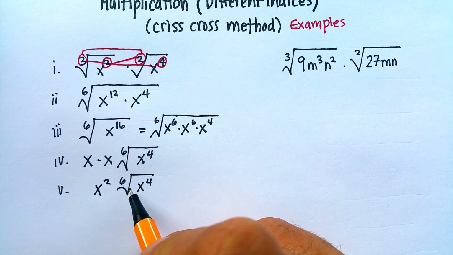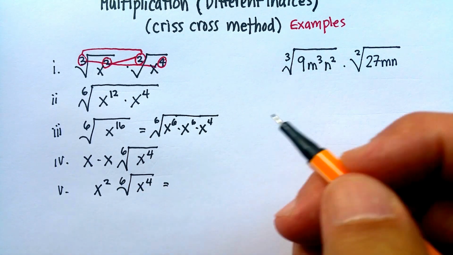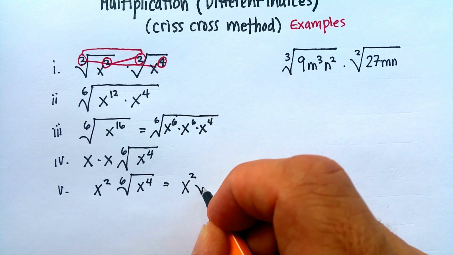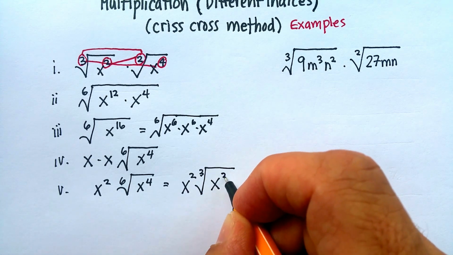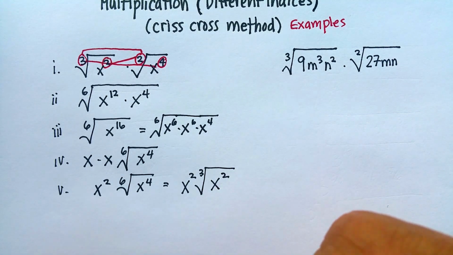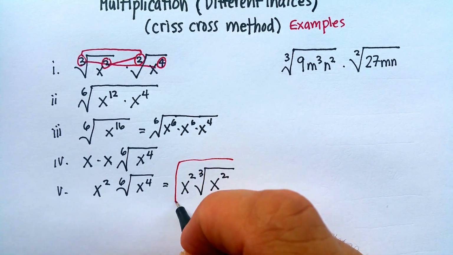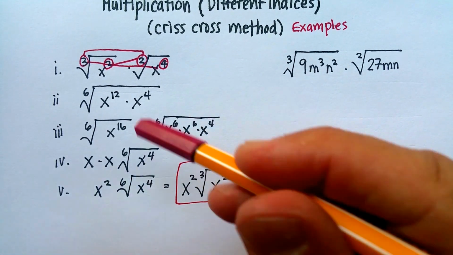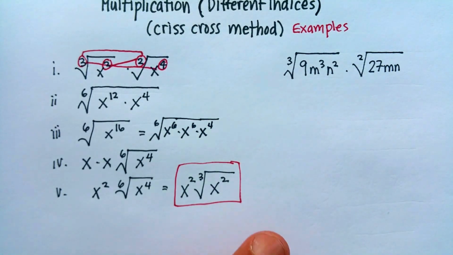I can also continue to simplify this. I know that 6 over 4 is another way of saying 3 over 2. So I'm going to say x squared cube root x to the 2nd. And that would be the simplified version using this little crisscross method. It's not really all that simple, and you can see it's kind of involved, but you do come up with a rather quick way of multiplying these two radicals.